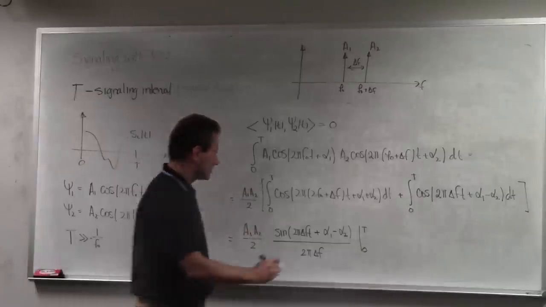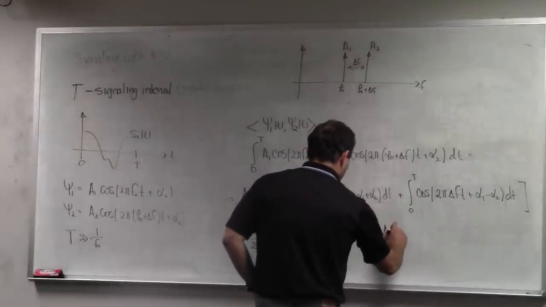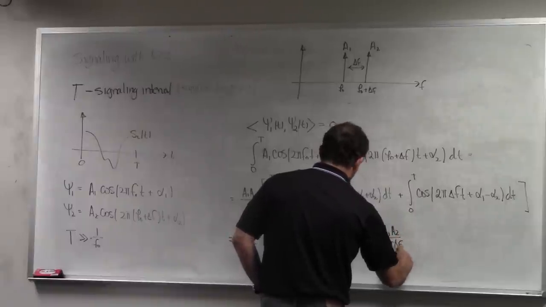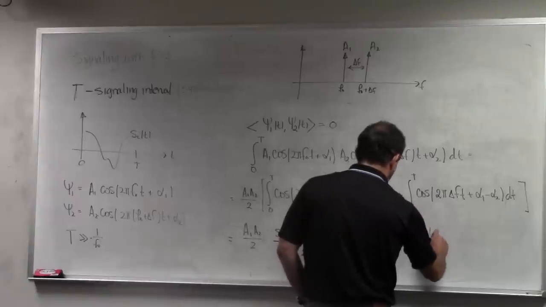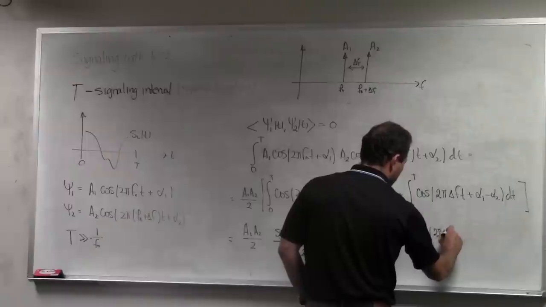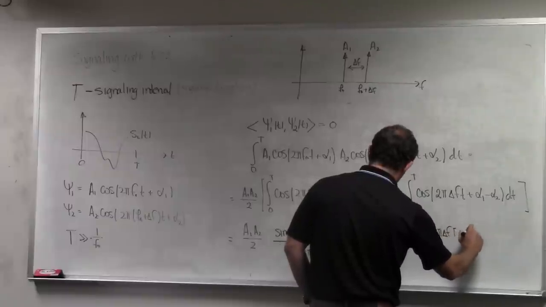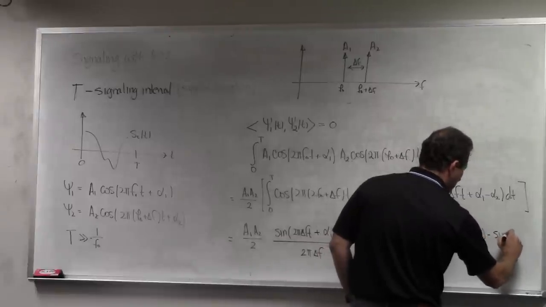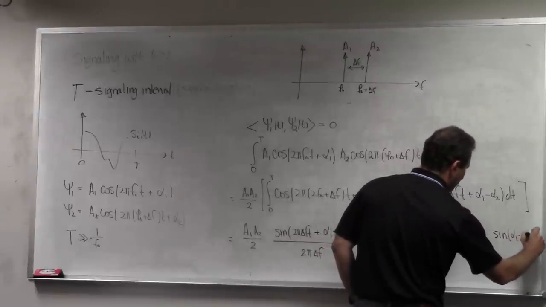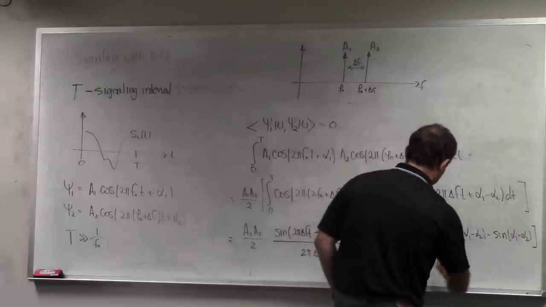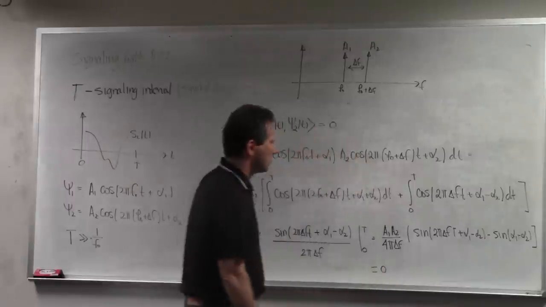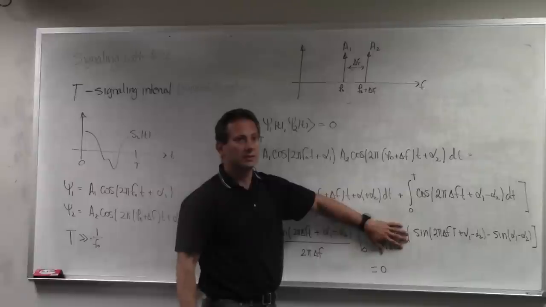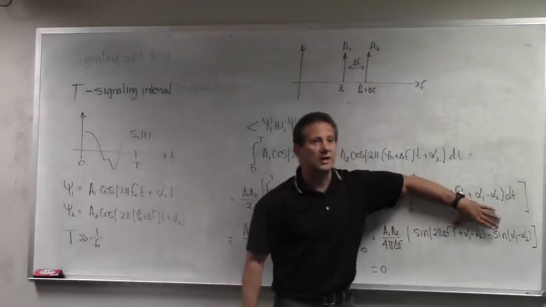So when you do this, this becomes a1 a2 over 4 pi delta f, and then you have sine of 2 pi delta f T plus alpha 1 minus alpha 2, and then that minus sine of alpha 1 minus alpha 2. And this has to be equal to 0. Now, when is this equal to 0? Obviously, this is some constant that does not influence the result. This is equal to zero when these two sines are equal.